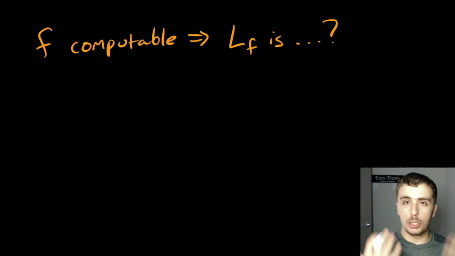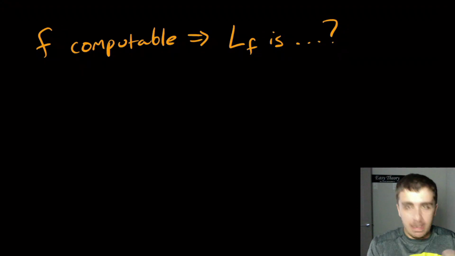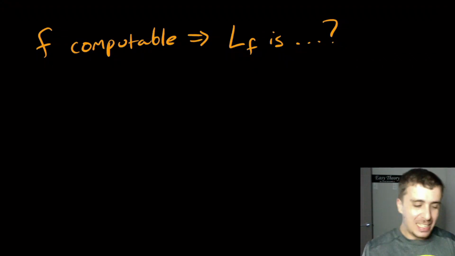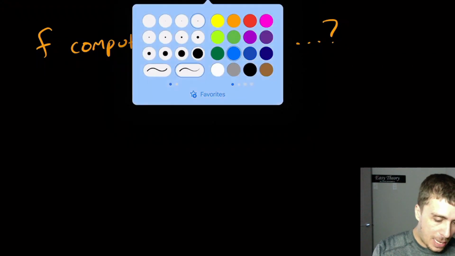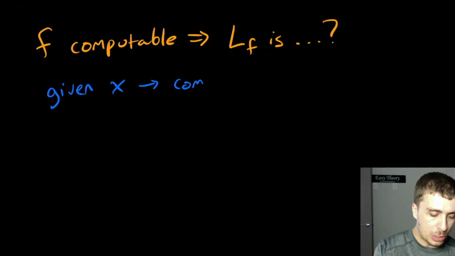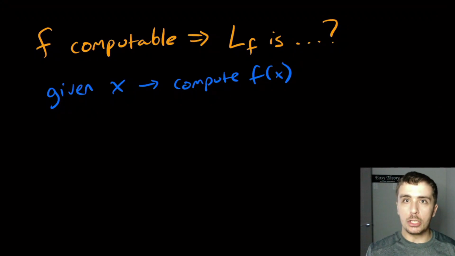Okay, so I want to address the scenario where f is computable. What can we determine about the L sub f language? We can talk about other properties that f might have, but f being computable is obviously an important characteristic of a function. If it's not computable, we can't really evaluate it, right? So let's assume that f is computable. That means that if I am given some input x, I can compute f of x. So what can we determine about L sub f?